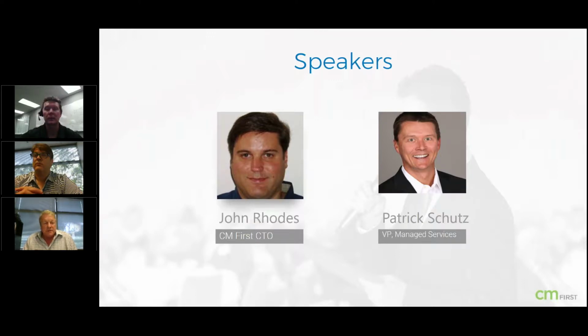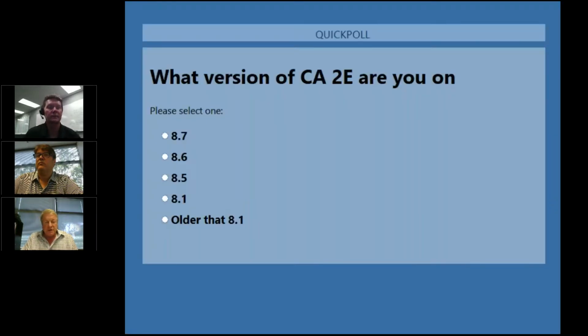So first, we've got a poll question, the first of 4 audience polling questions about today's webinar. It is, what version of CA2E are you on? And each person can select one option: 8.7, version 8.6, 8.5, 8.1, or older than 8.1. We'll give people about 45 seconds or so to respond.